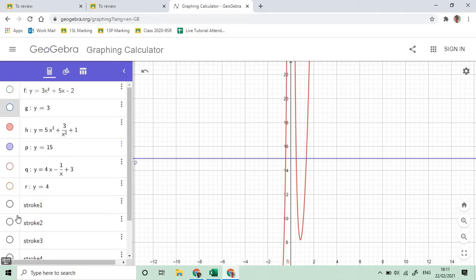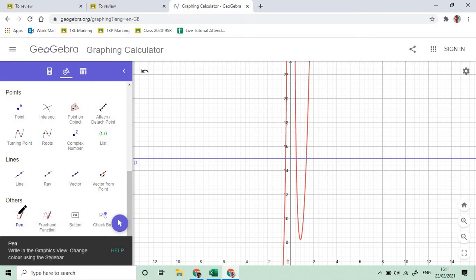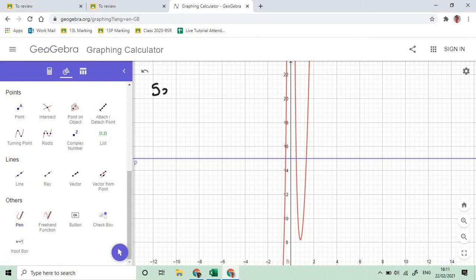So if I was asked, for example, to find out when that function, which was 5x cubed plus 3 over x squared plus 1, equals, say, 20, all I'd do is go to 20 and draw straight across, and I'd find out those 3 particular values, whatever they were, for the x value. Obviously, the y value is always going to be 20. You want to find out which x value causes those things.